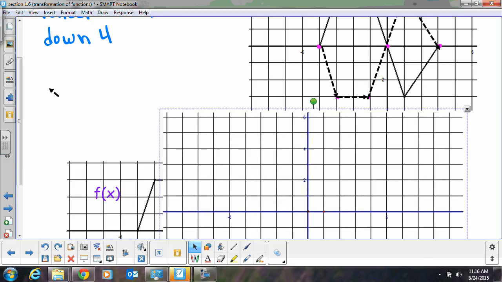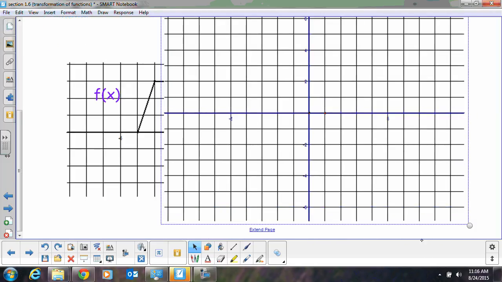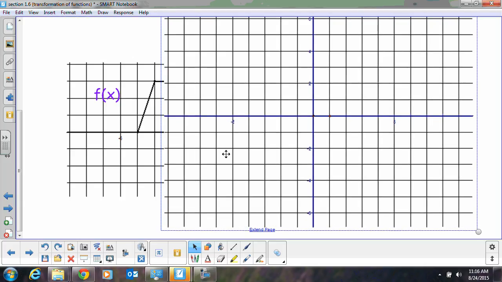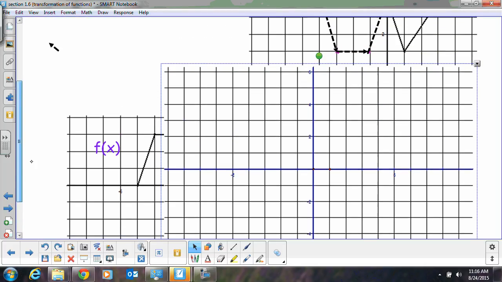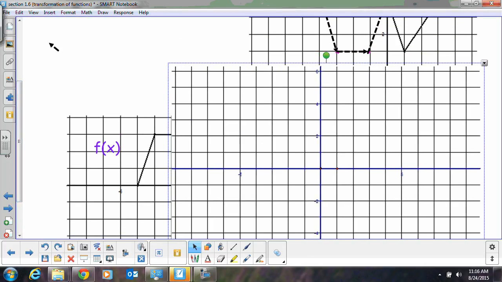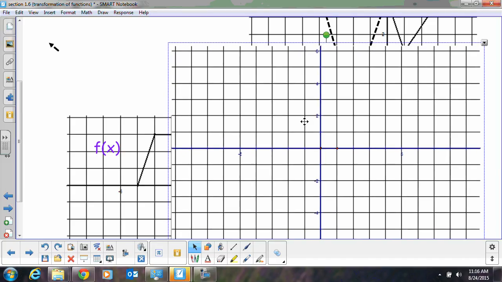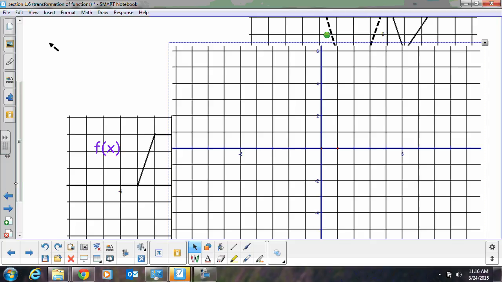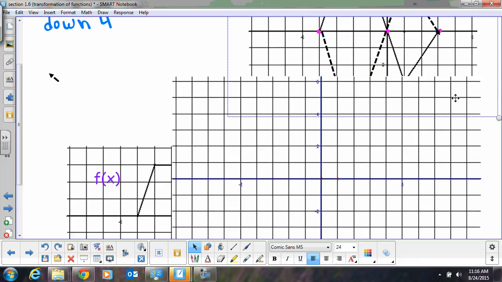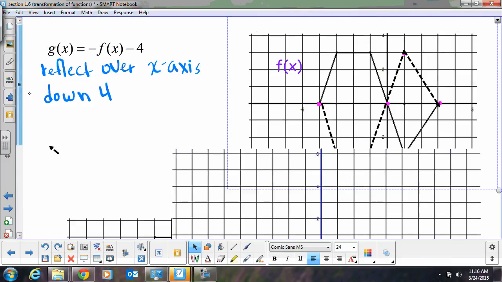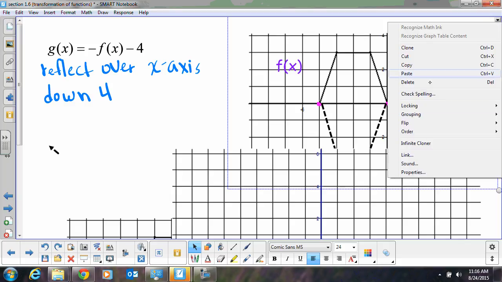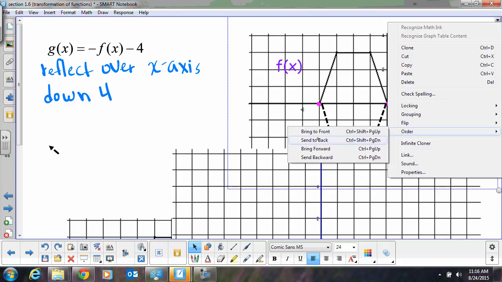Not quite, huh? Make it a little bit bigger. All right, do you think we're good now? No? Oh, that's pretty close. Except now we can't see what we just did. All right, so as soon as I bring this one to the front, we'll be good to go. This is the beauty about having graph paper, not a short graph. Order. Bring to front.